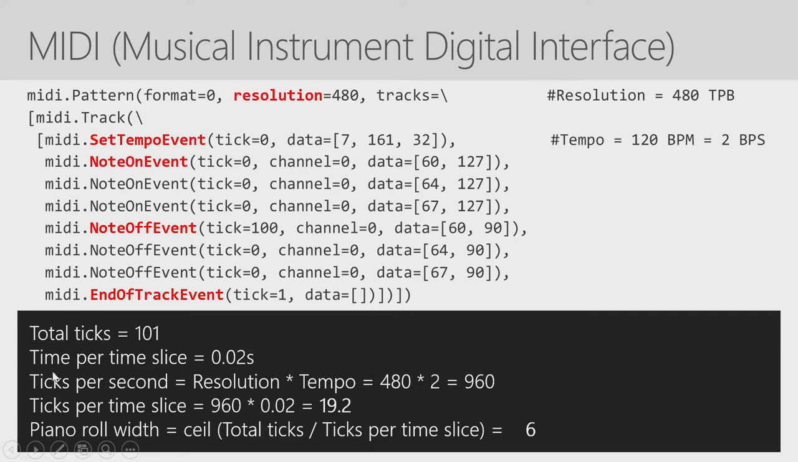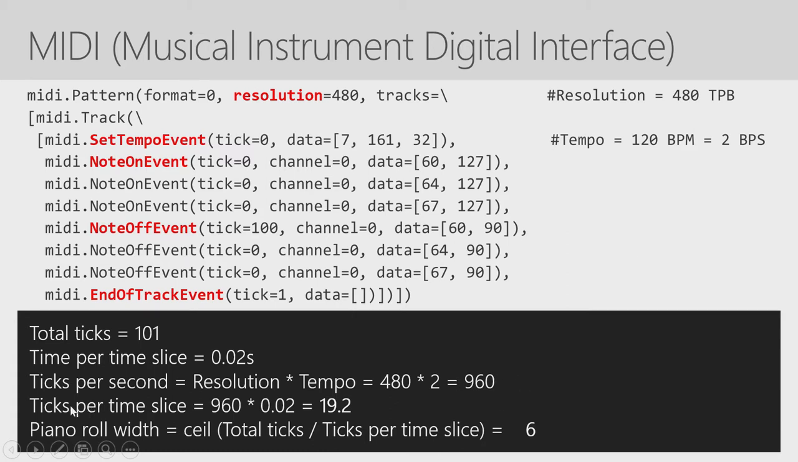That's 101. We make an assumption for each of those column vectors: how much actual time does it represent? We want to say it's 0.02 seconds, which is basically 20 milliseconds. We then compute the ticks per second, which is the resolution times the tempo. That's 480 times 2 beats per second, which is 960.